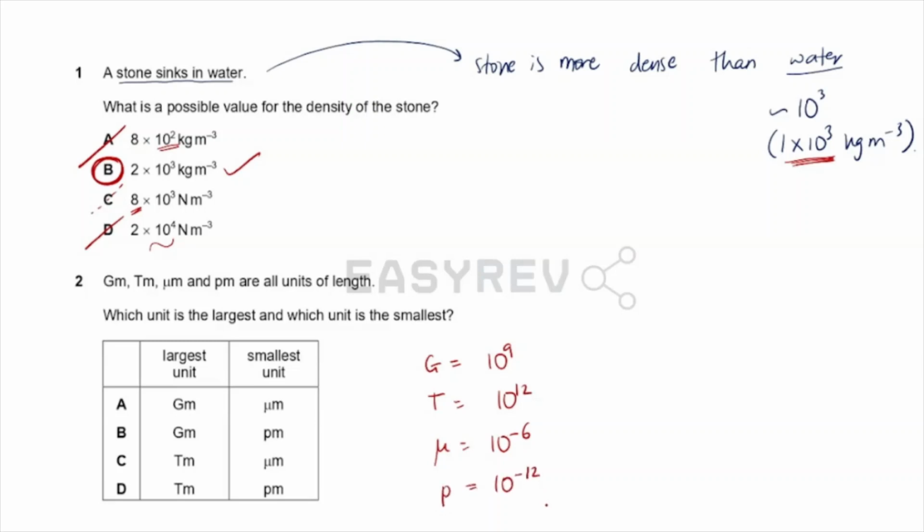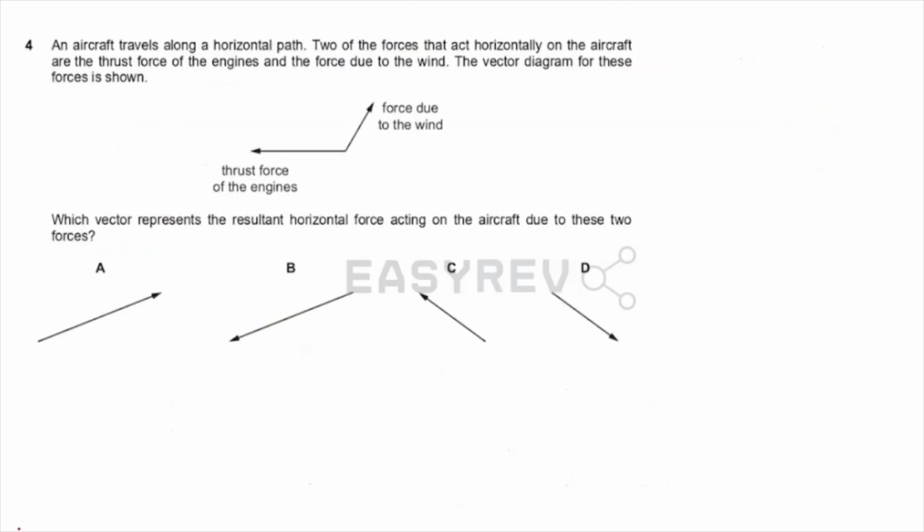So we can clearly see that of these four, tera is the largest, while pico happens to be the smallest. So under this scenario, the best option that we can pick is option D. Great, let's move to the next one then. Now here we have the following.